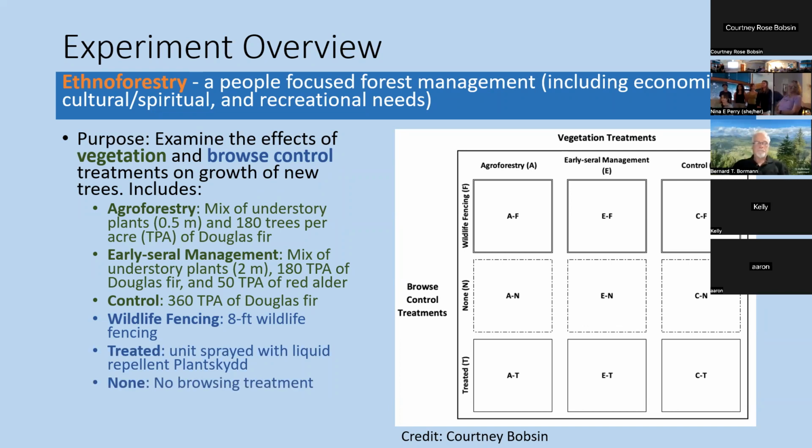So with the vegetation and browse control treatments combined, we have a series of 9 unique treatments, as you can see in the figure on the right.